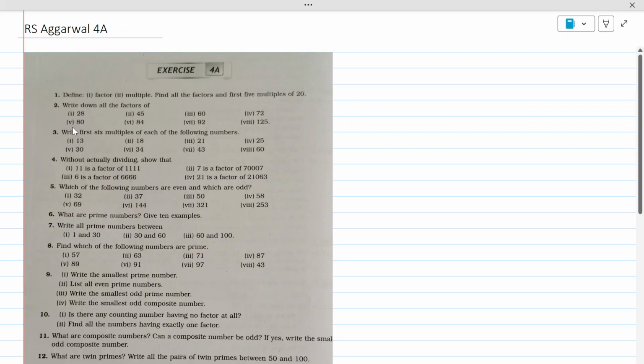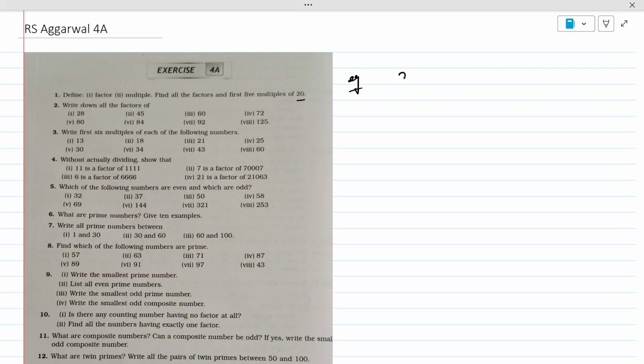Okay, so the first question is: define factor and multiple. Find all the factors in the first 5 multiples of 20. So we know what a factor and a multiple are. A factor is a number which completely divides another number. This we have already done in the very first lesson of this chapter. Again, I'm taking the example of 20 only.